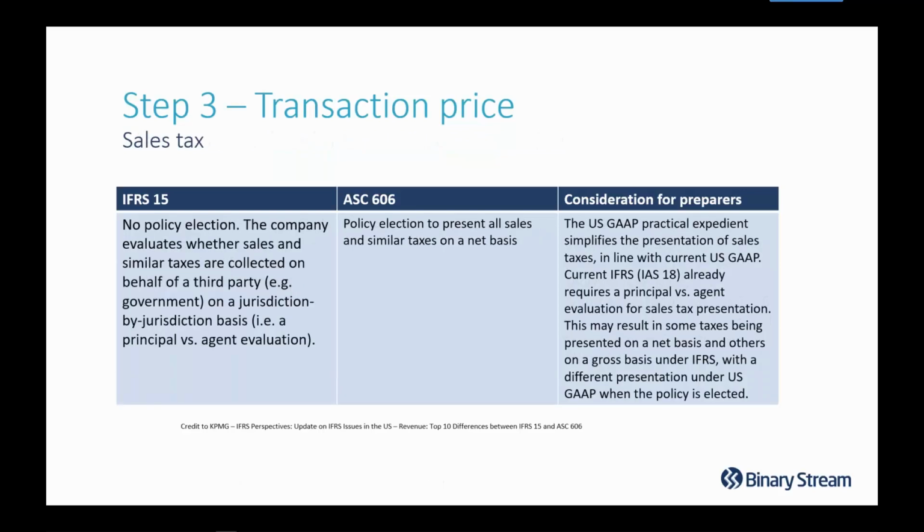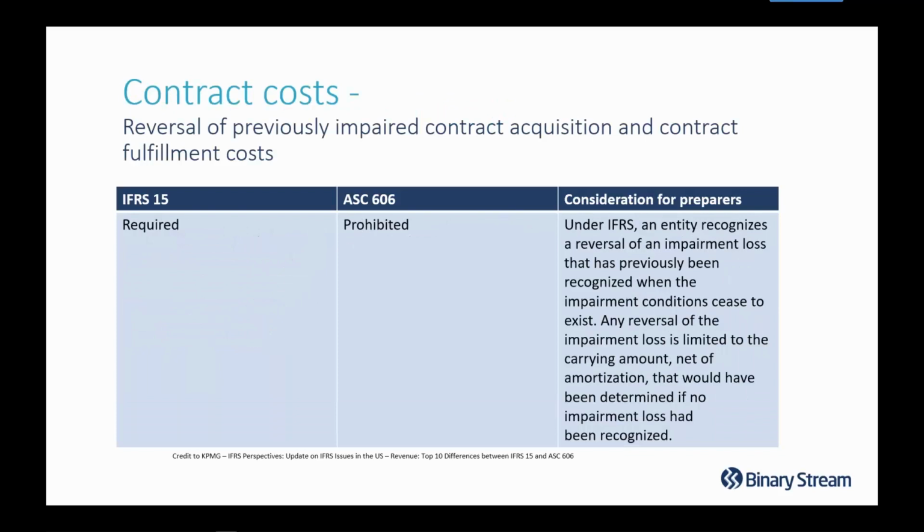Now, again, under GAAP compliance and IFRS compliance, there are different rules here as to whether or not the company can dictate whether sales and taxes are part of the product. ASC 606, you don't get to dictate that. You present all sales and similar taxes on a net basis, and away you go. Again, you probably don't have to give any thought to that or worry about that at all.